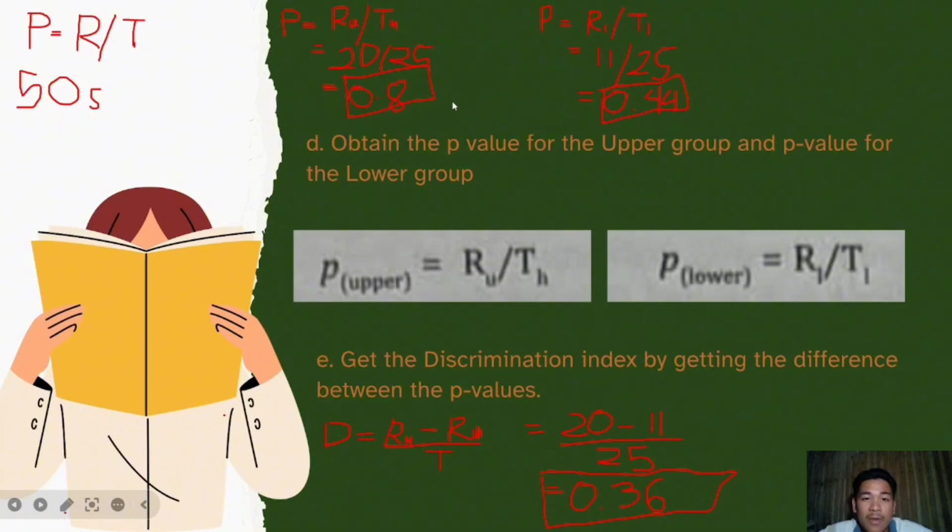Now, we have already obtained the p-values of each group. Let's proceed to the last step: get the discrimination index by getting the difference between the p-values.